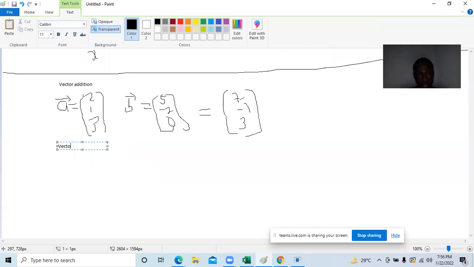Vector scaling. Let's look at how to scale a vector. Let's call it vector scaling. I remember I taught you guys vector scaling in the last class.